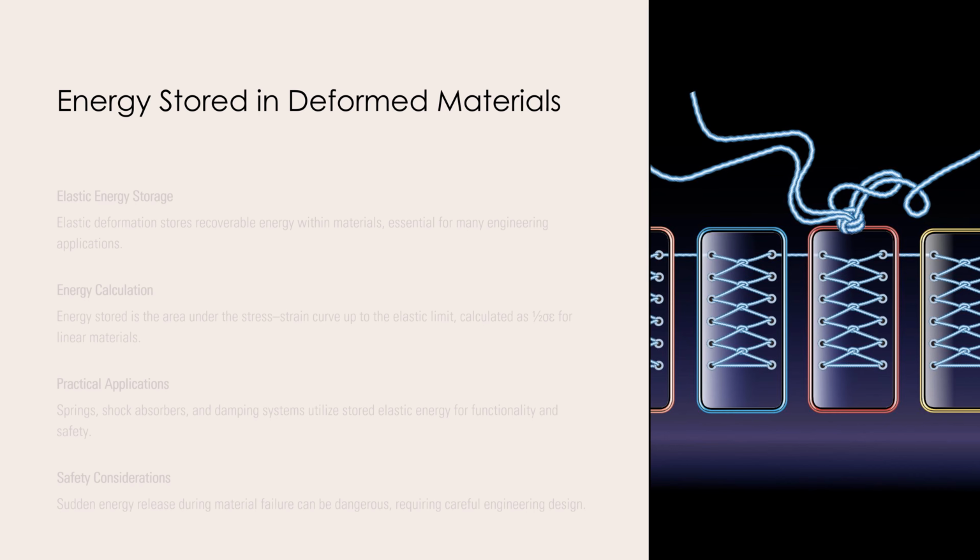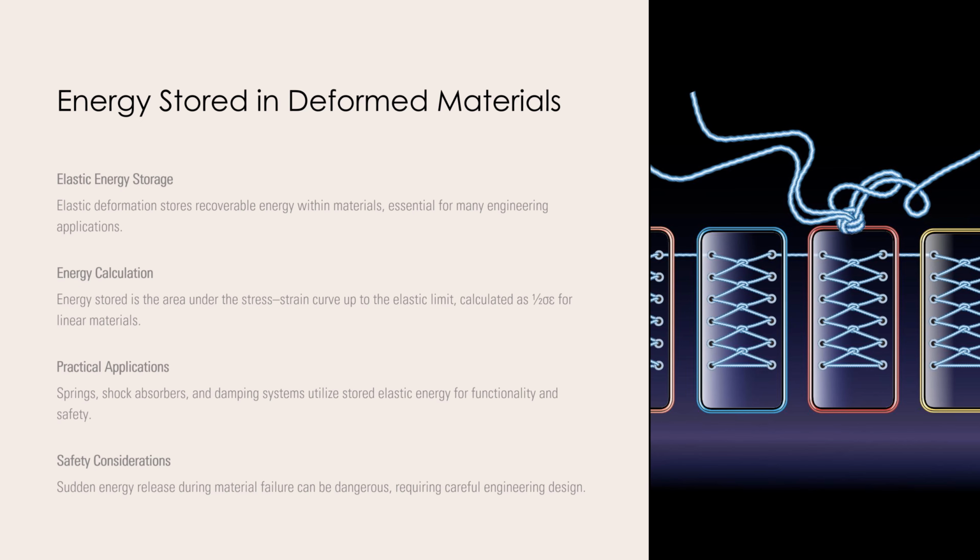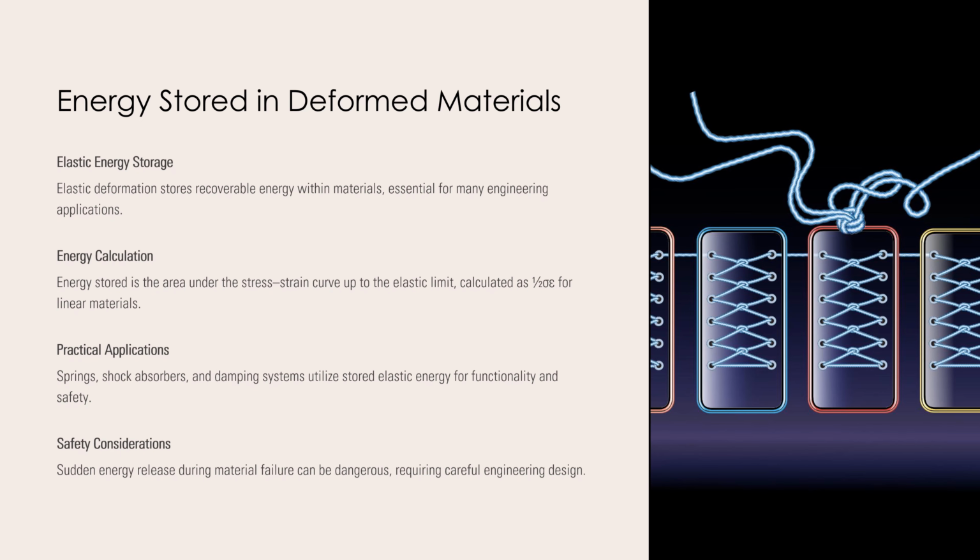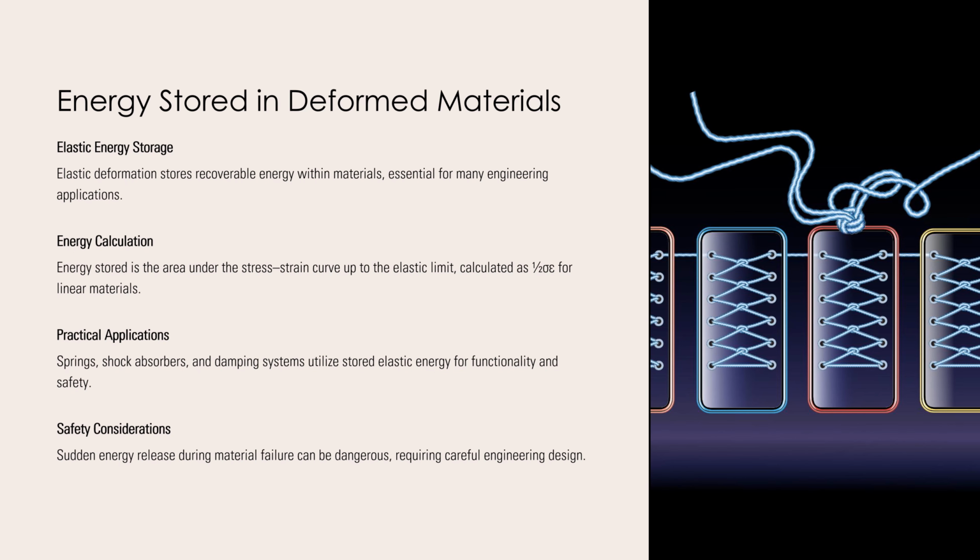When a material is elastically deformed, energy is stored within it and can be recovered when the load is removed. This elastic energy is equal to the area under the stress-strain graph up to the elastic limit. For a linear elastic material, the energy stored per unit volume is given by 1/2 stress times strain. In practical terms, this energy storage is exploited in springs, shock absorbers, and energy damping systems. Engineers must also consider energy release during failure, as sudden release can be dangerous.